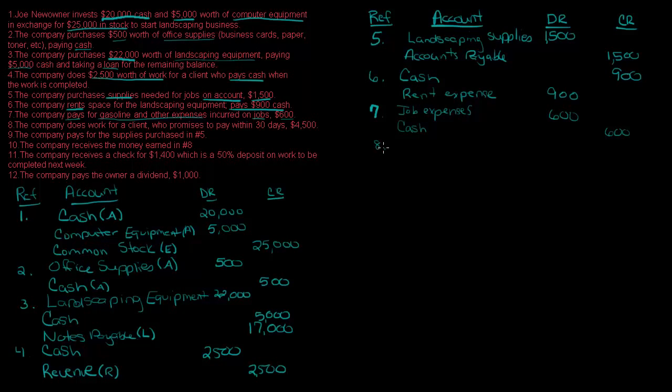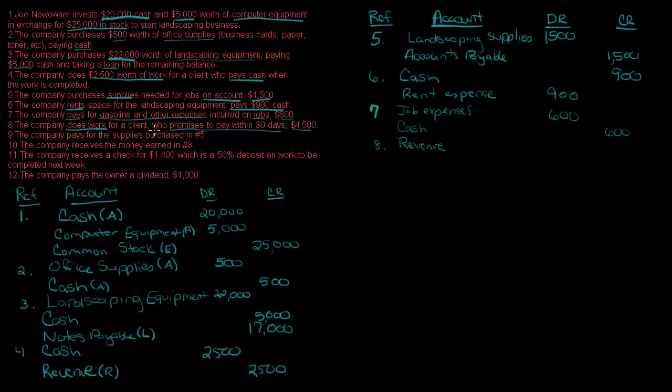Okay, let's look at number 8. Number 8 says the company does work for a client who promises to pay within 30 days for $4,500. Okay, so when we do work, that is revenue. And if you're having trouble with the revenue transactions, I do have a video on revenue recognition that you can find on the same YouTube channel that you found this one.